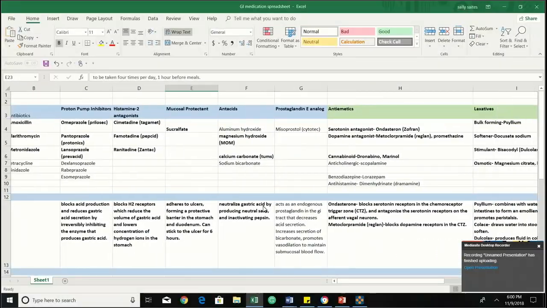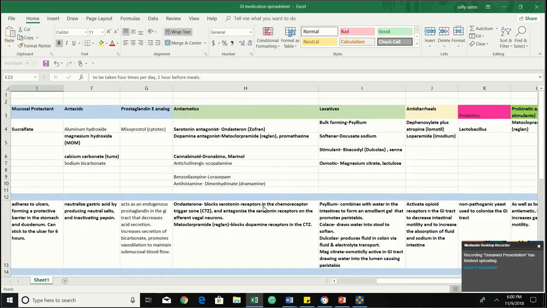Okay. You can read up on prostaglandin E's, of which Cytotec is the most common one right now. It's used for long-term therapy for patients that are taking NSAIDs to help prevent GI issues in regards to the NSAID therapy, because we know NSAIDs are very hard on our GI tract.